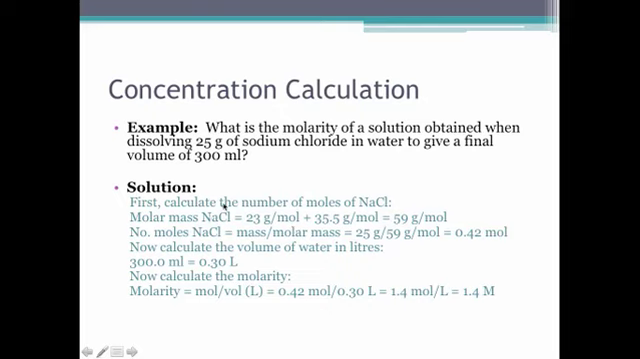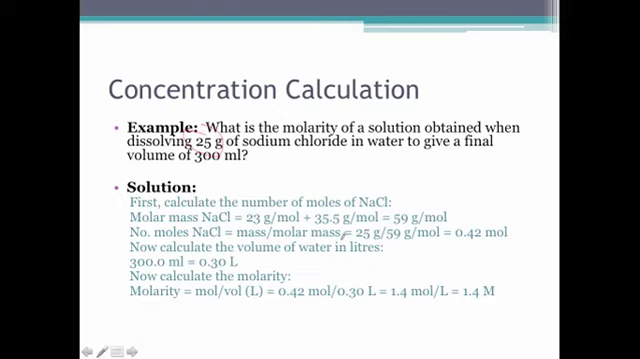So here we go, here's the molar mass of sodium chloride. You look up the molar mass of sodium, you find it's 23 grams per mole. You look up the molar mass of chlorine, it's 35.5 grams per mole. You add the two together, we're getting 59 grams per mole for sodium chloride. So that's the molar mass. We know what the mass is, it's 25 grams.